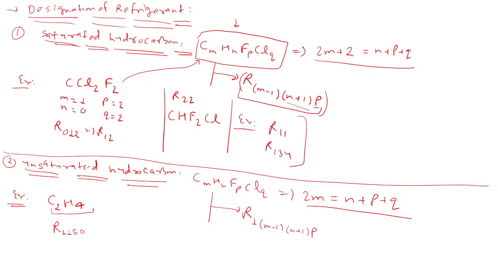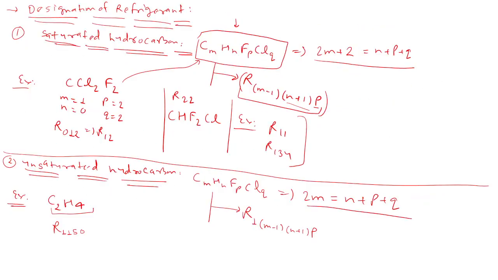Nothing difficult here, you just have to remember this. So these are for which type of refrigerant? If a hydrocarbon type of refrigerant is there, then you should know these two formulas. One is for saturated and another one is for unsaturated.